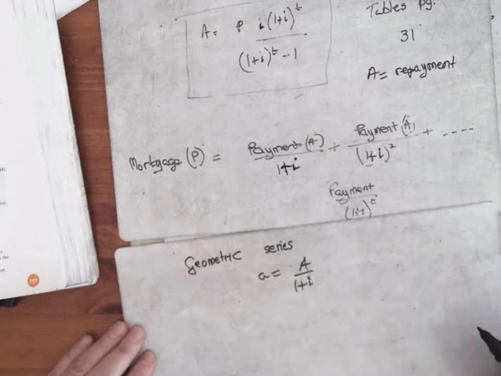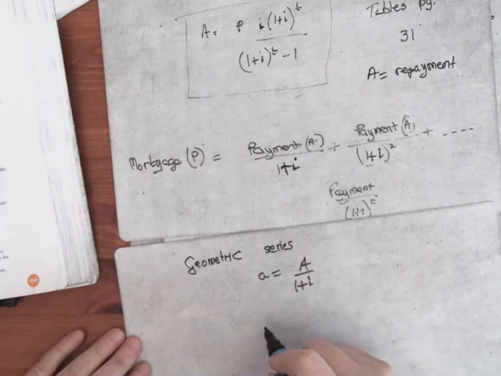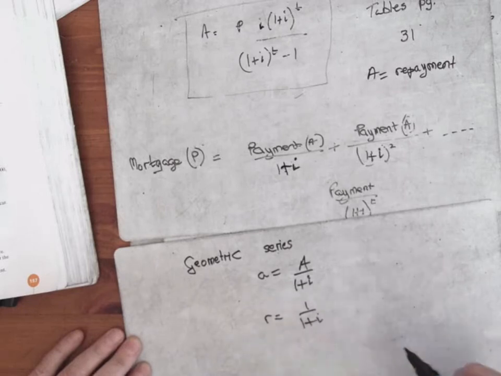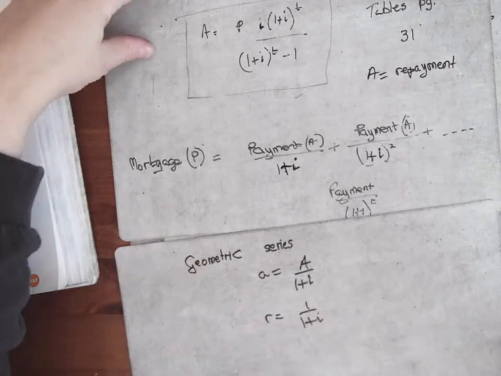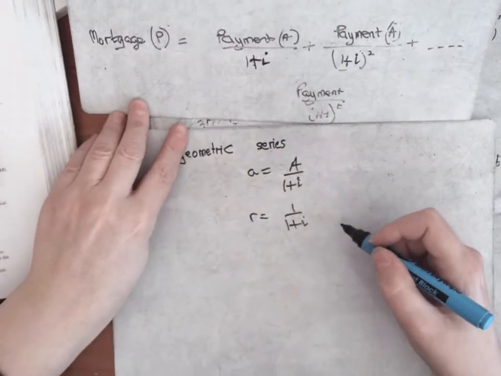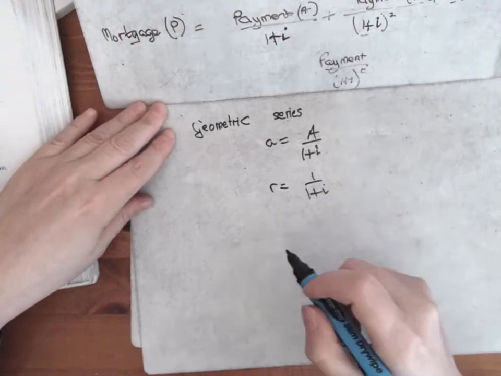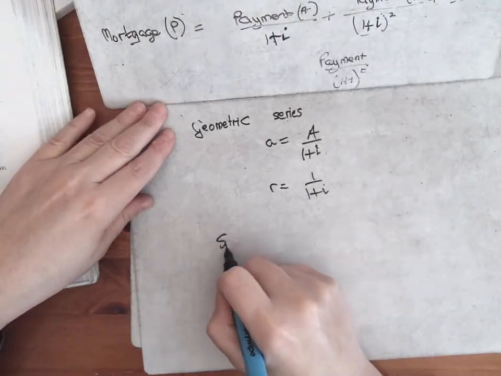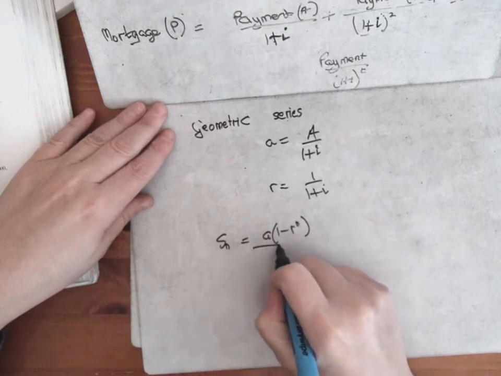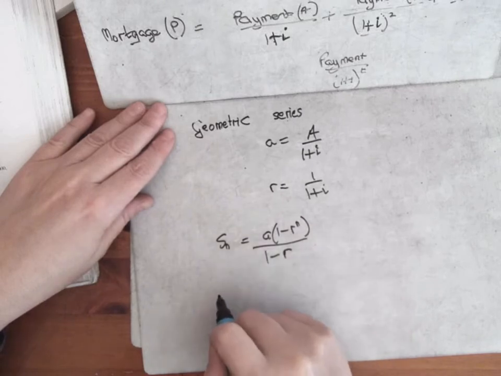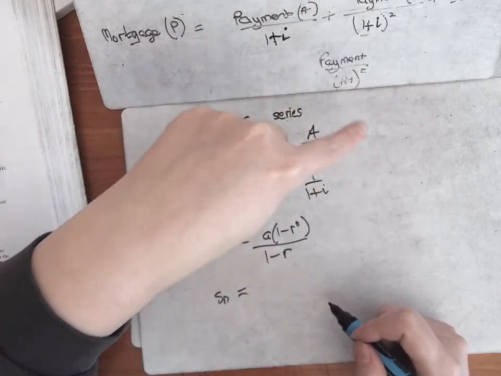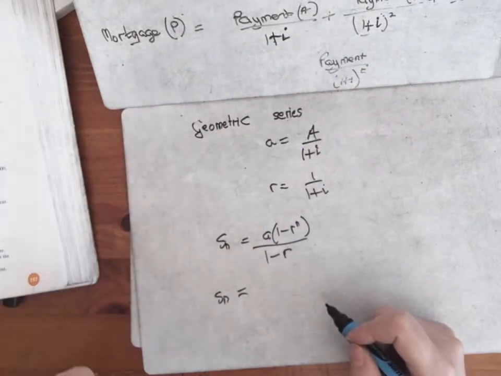A all over 1 plus I, I'm just going to call that A. And R is what you're multiplying by, so you're multiplying by 1 all over 1 plus I all the time. We've done this before, but now I'm doing it specific to a mortgage or a loan. So Sn equals A times 1 minus R to the power of n, all over 1 minus R. That means Sn is going to be your mortgage, because when you add up all these repayments and the interest, that's going to be your mortgage.